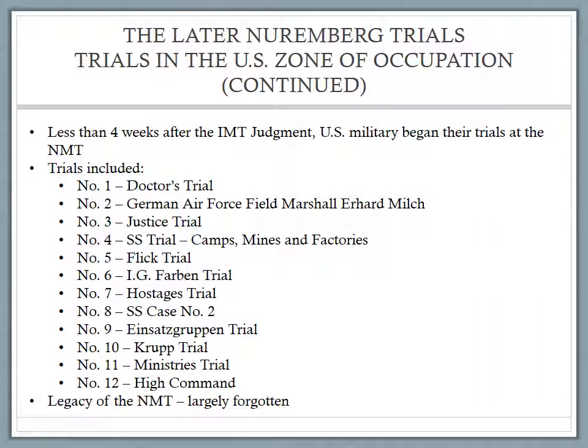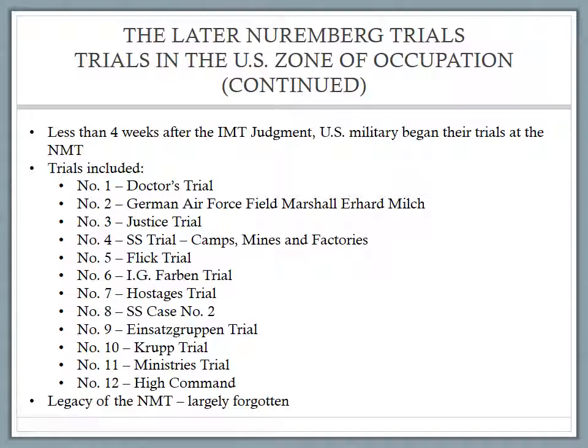There was the German Air Force Field Marshal Erhard Milch trial. That was the trial of Hermann Goering's deputy. There was a justice trial where 16 leading Nazi jurists and presidents of special courts who had actively participated in racist policy were put on trial. The first SS trial relating to camps, mines, and factories, the Flick trial, Farben trial, the hostages trial, the second SS trial, the Einsatzgruppen trial, the Krupp trial, Ministries trial, and the High Command trial.